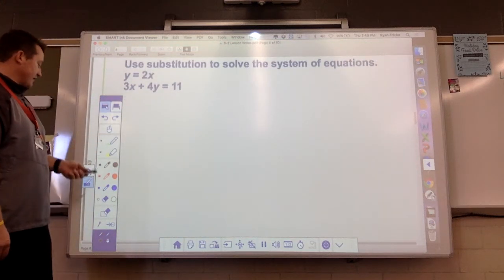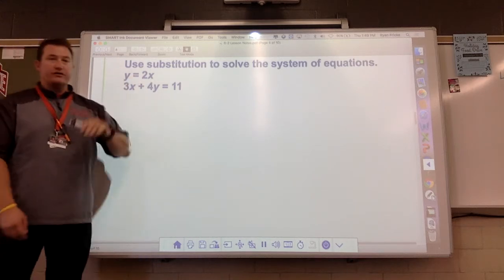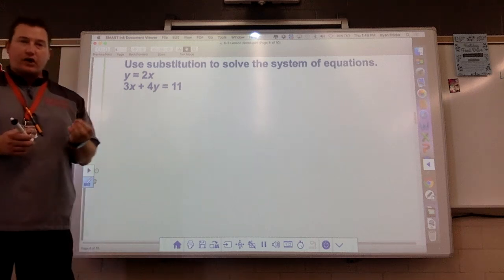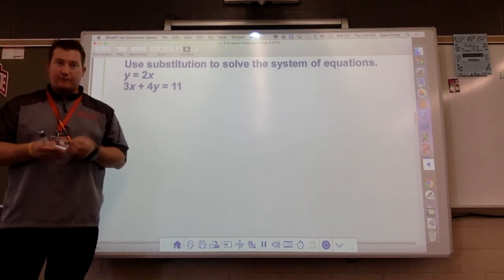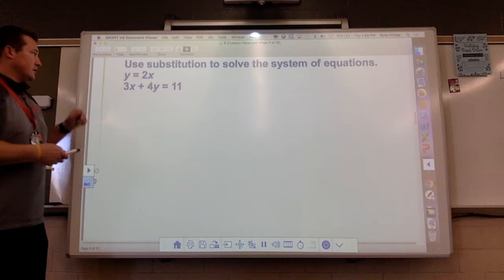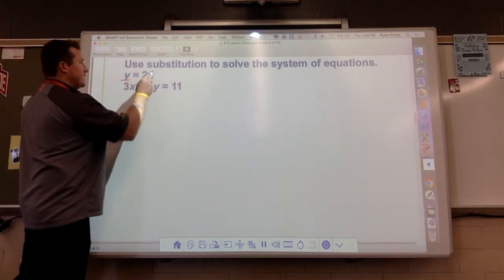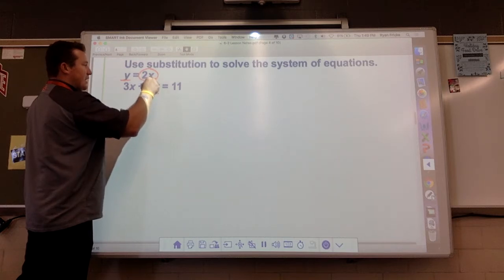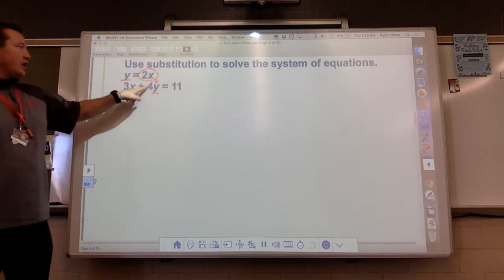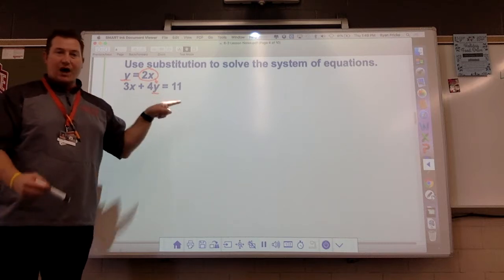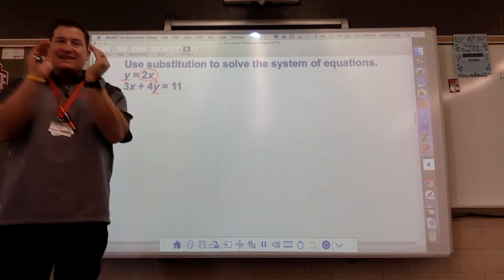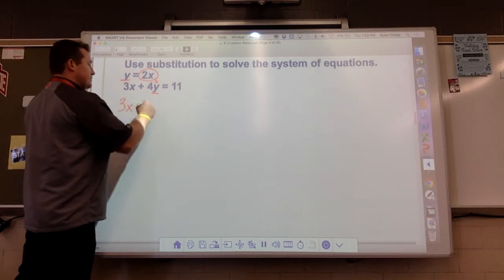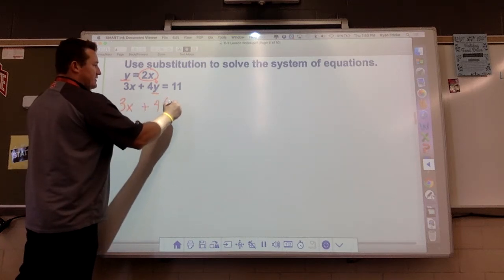Okay? Here's another example. y equals 2x, 3x plus 4y equals 11. So is one of our equations already solved for a variable? The top one is again. It says, hey, y is this stuff here. So, again, I'm going to replace this y with this expression. Notice we're taking 4 times y, so I want to take 4 times the entire expression. So think about parentheses: 3x plus 4 parentheses.